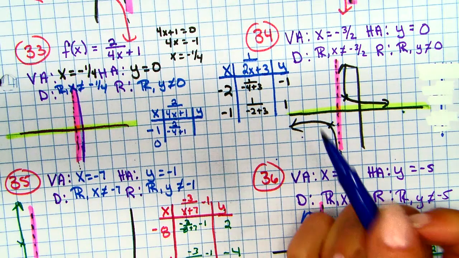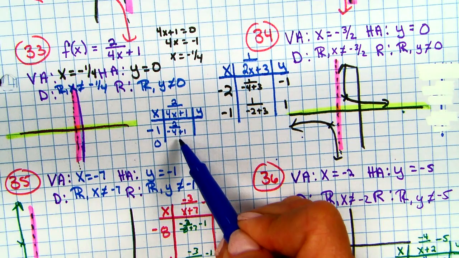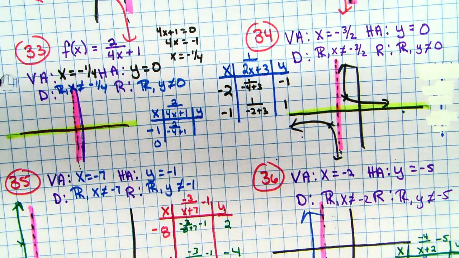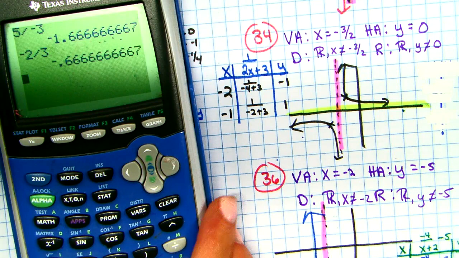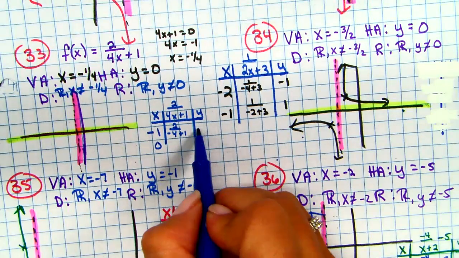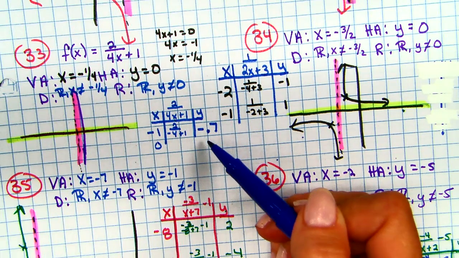I'm really squeezing here. Okay, so 4 times negative 1 is negative 4. Negative 4 plus 1 is negative 3. So we get negative 2/3. What does that look like in decimal land? Negative 2 divided by 3. Let's just call it negative 0.7. Yuck, but it's okay. It's just somewhere between 0 and negative 1.